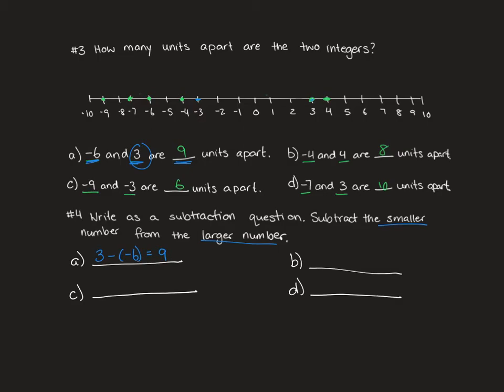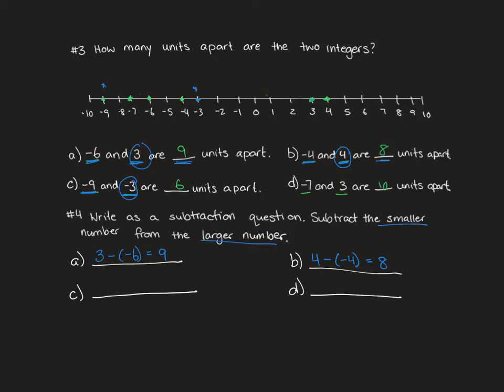So for B, we have -4 and +4. So +4 is bigger. It's farther to the right on the number line. So 4 minus -4 equals 8, because that's our distance apart. For C, -9 and -3, they're both negative, but -3 is further to the right from -9.